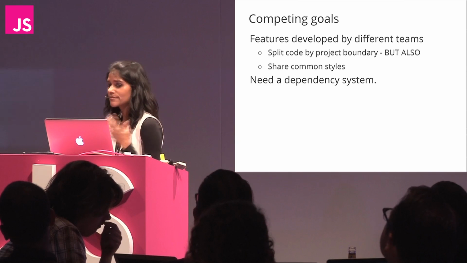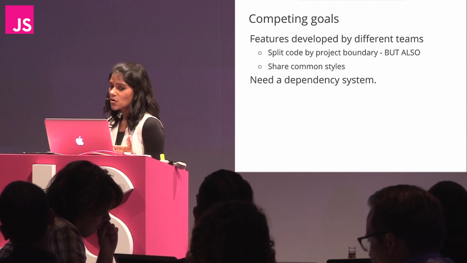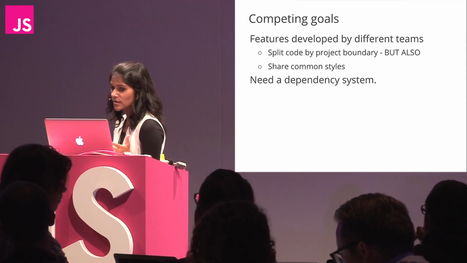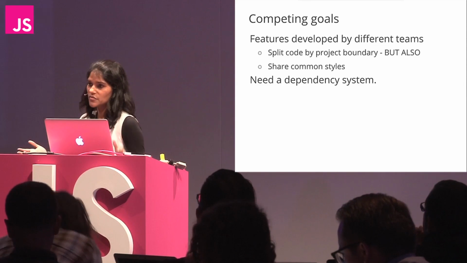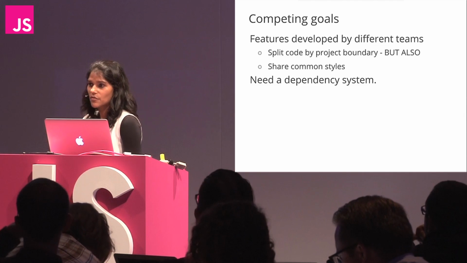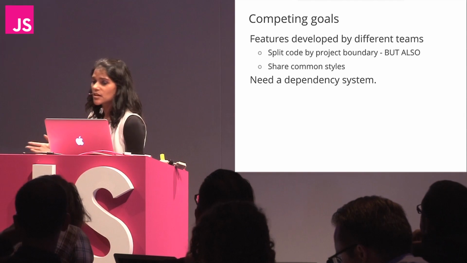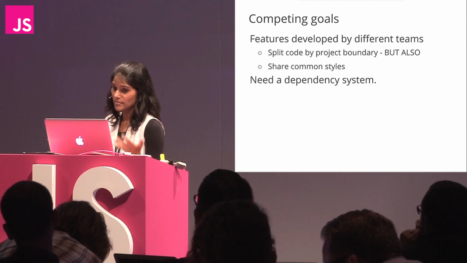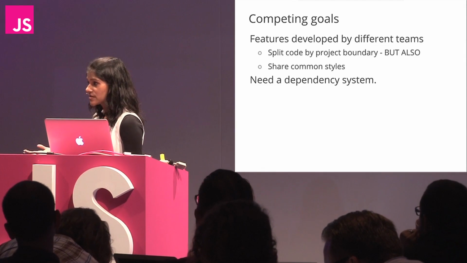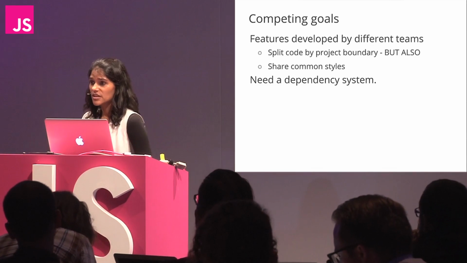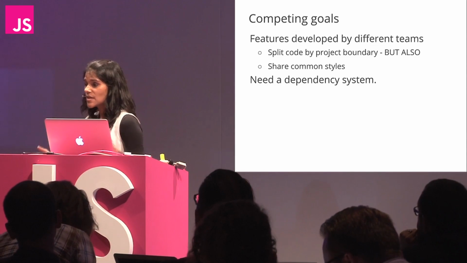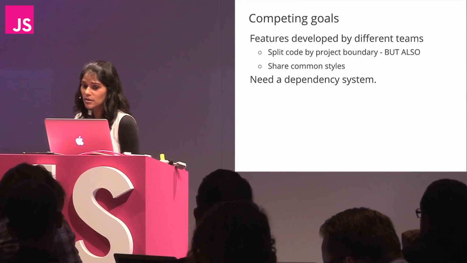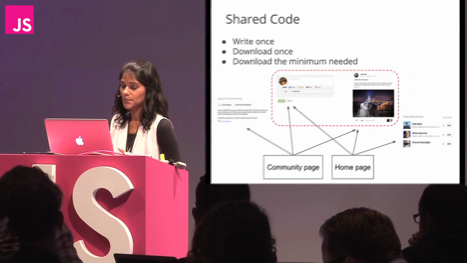So now we have these somewhat competing goals, because our developers want to split all of this code by project boundary, because all of those features I showed you, the home page, the profile page, photos, they're all developed by completely different teams. But we, the infrastructure people, want them to share all of these common styles. So this is all the more reason we need a dependency system. We need a systematic way for them to be able to reuse all this code. We cannot just depend on developer discipline.